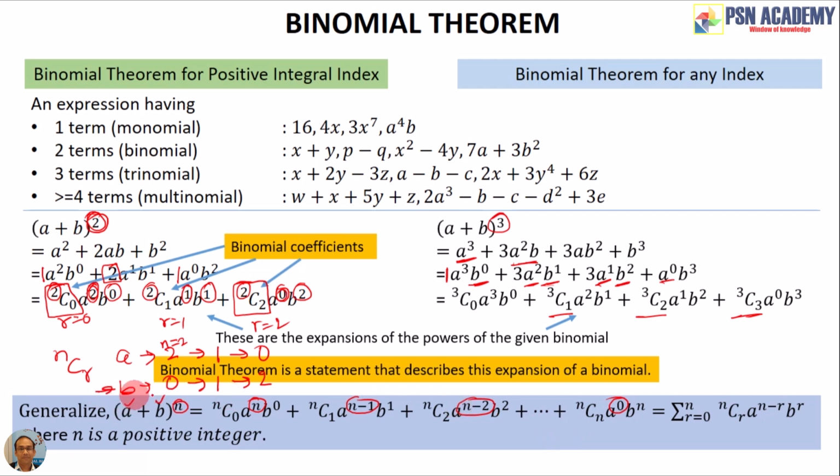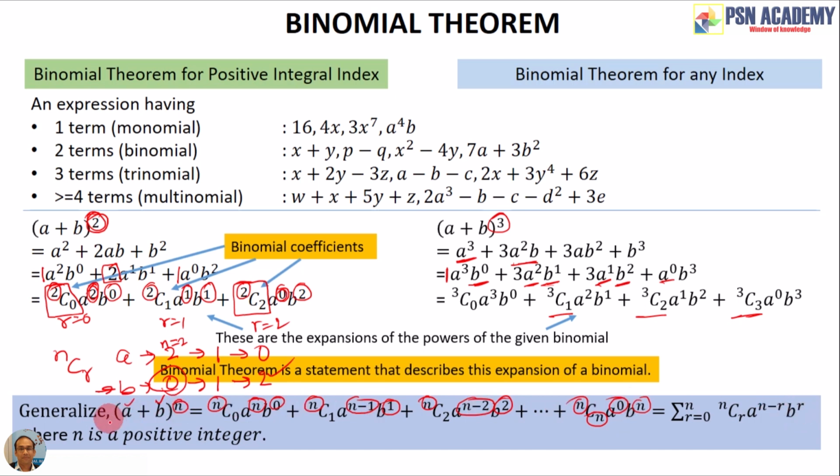And in case of b here, it starts from 0 and goes up to n. So b starts from 0 here, then goes to 1, then goes to 2, and then goes up to n. And in case of binomial coefficients, you have this n as a static thing. It is not changing actually. But the r is starting from 0 just like b, and it is moving up to n here. So if you squeeze this whole expression, then you have this summation r equal to 0 to n, nCr, a raised to n minus r and b raised to r.